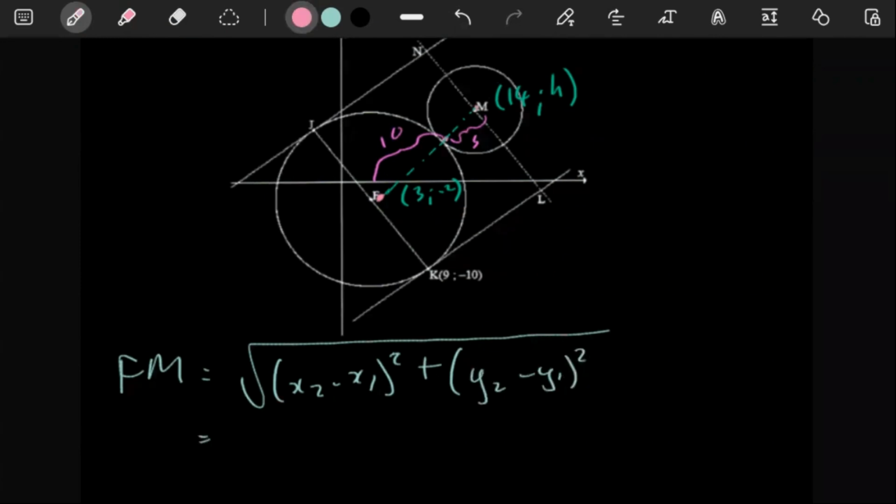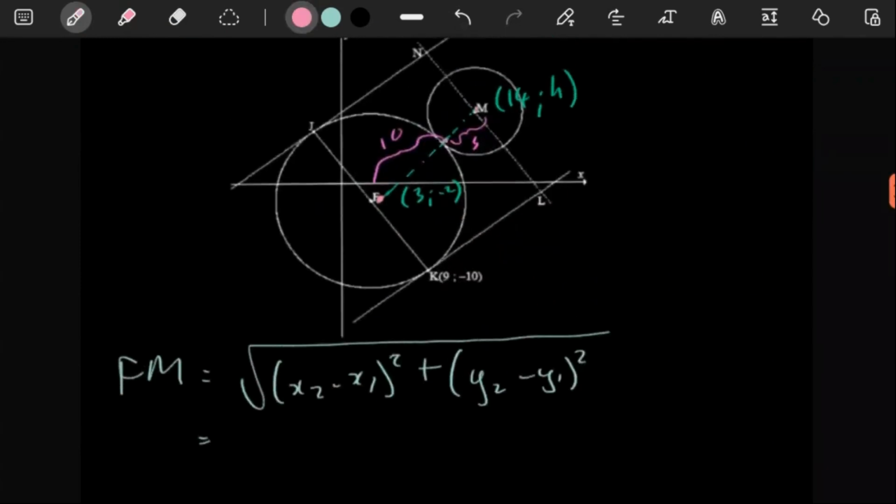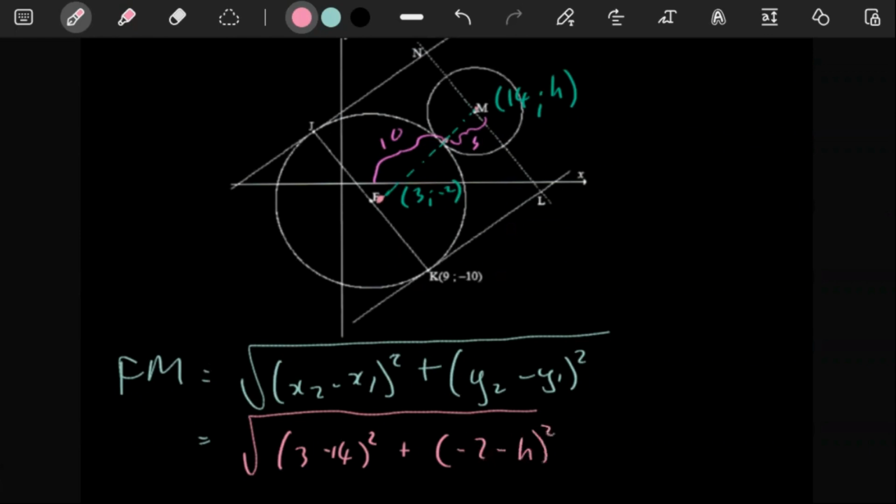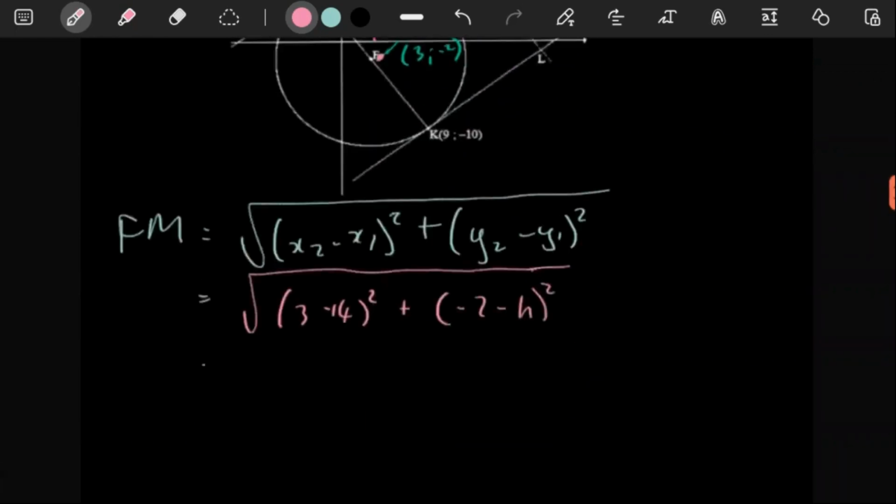So in our distance formula, we know that the distance is 15. Let's just write down the formula. The distance is equal to square root of x2 minus x1 squared plus y2 minus y1 squared. So what you get here is square root of 3 minus 14 squared, and then you have -2 minus h squared. What is 3 minus 14? It's -11. This is equal to 15.